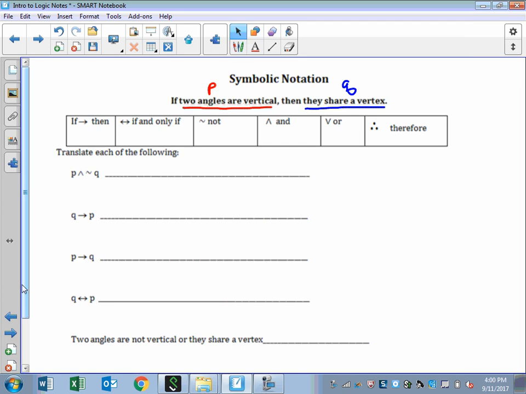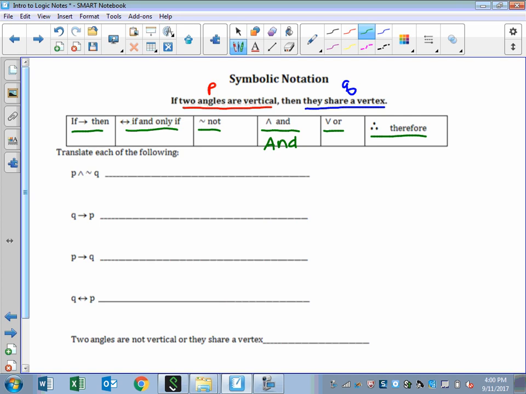Then you have a series of symbols. The arrow means if-then. A two-way arrow means if and only if. The little squiggly line means not. The pointing up arrow means and; you can think of it like it looks like an A, for and. The downward pointing arrow means or, and then the three dots mean therefore.